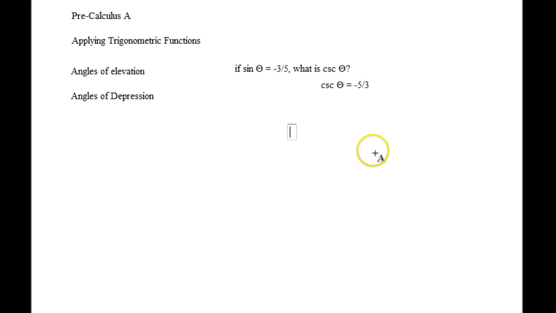Now, if instead it had said, what is, let's go tangent of theta, okay, you're probably sitting there going, I have no easy way to convert from sine to tangent. But if you think about it, it's talking about a triangle, okay? So if it's talking about a triangle, let's make a triangle. Okay, so sine of theta is going to be negative 3/5.